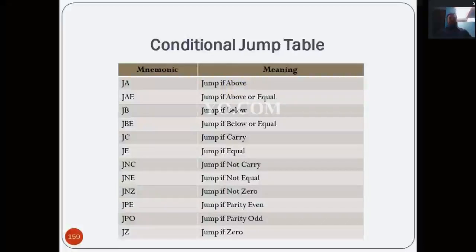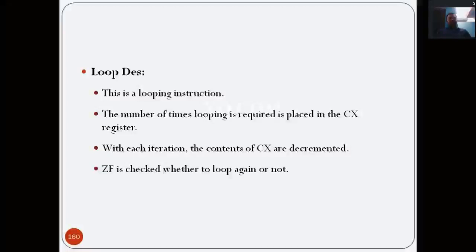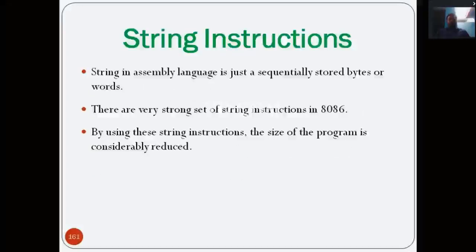Okay, right. So this is a branching instruction. Then loop. This is also the same as an unconditional jump instruction. In this looping instruction, the number of times looping is required is placed in the CX register. With each iteration the content of CX is decremented. So the zero flag is checked every time a loop is completed. If the zero flag is set, the loop will break. Okay, that is the loop instruction.